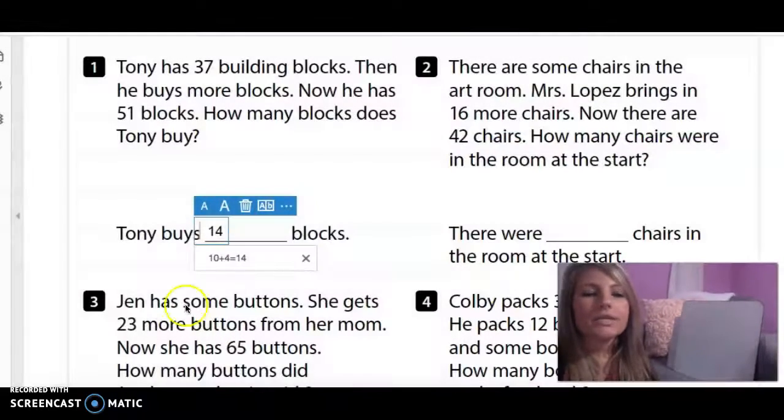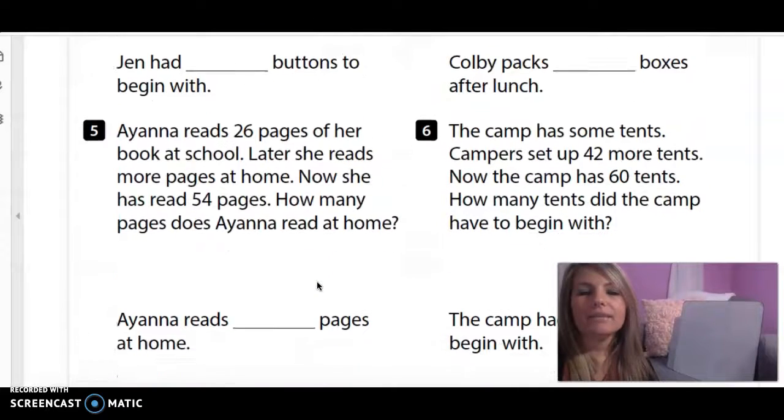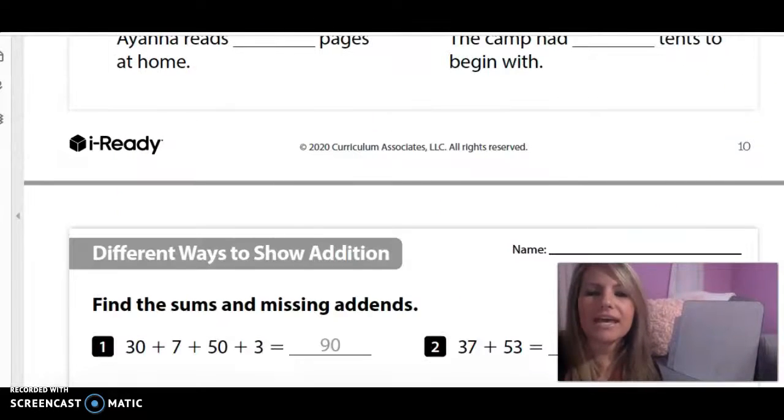Hi friends, it's Thursday. We're going to jump right into our math today. I'd like you to get out your math packet. In today's math packet, we are going to start with page 10. Page number 10 in your math packet today.